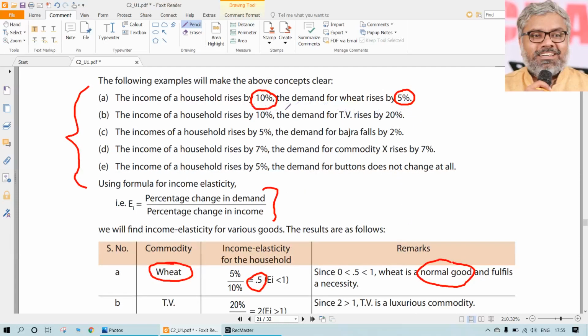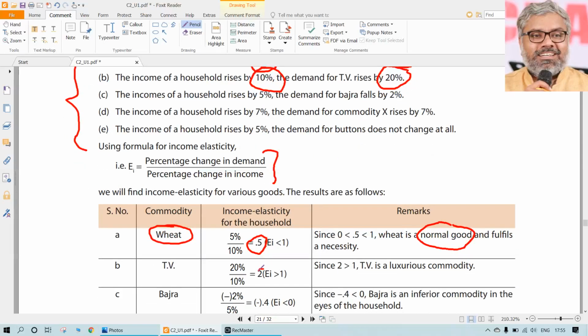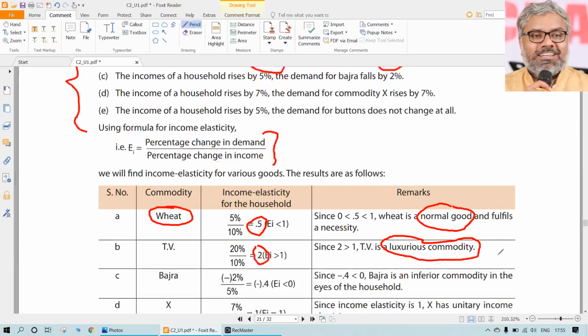Second category: income increases by 10%, but the demand increases by 20%. So demand in the numerator, 20 divided by 10. So this is 2. So 2 means what? Definitely it is more than 1. So when the income elasticity of demand is more than 1, usually we call that a luxury commodity. Again, you don't say that TV is not a luxury, everybody has it. Those are all different things. We are talking basically about the theoretical aspects.